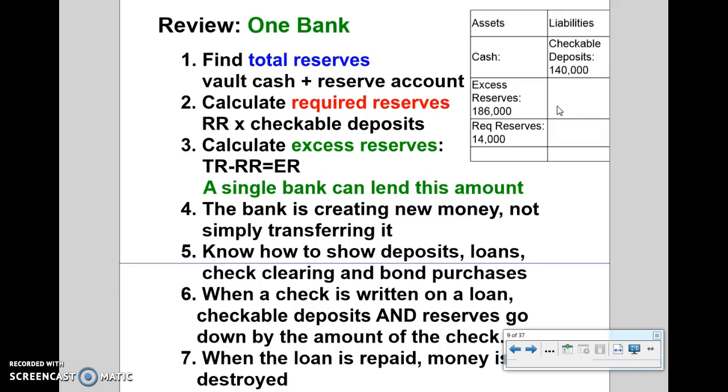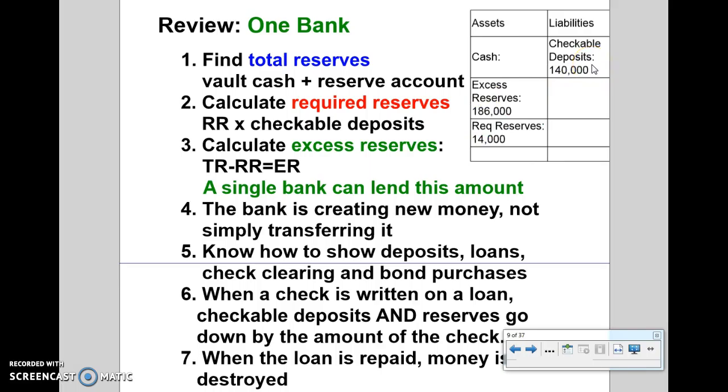This $186,000 is money that this bank can lend out. And of course, when it's lending it out, this bank can create new money, not simply transferring it, which is money that's subject to the multiplier. So if our multiplier is 10 in this case, as it would be, because if our reserve requirement is 10%, 1 over 0.1, which is the decimal form of 10%, would give us our multiplier of 10. If we went through the entire system, this $186,000 in reserves would end up being $1,860,000.